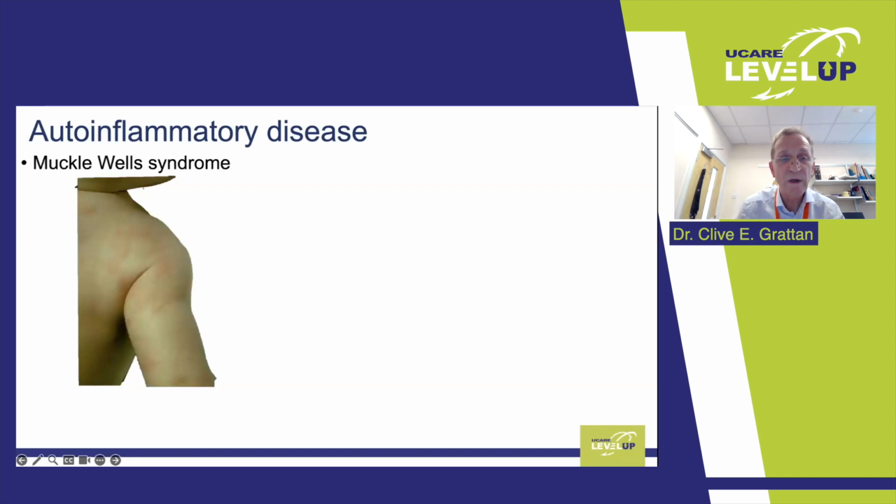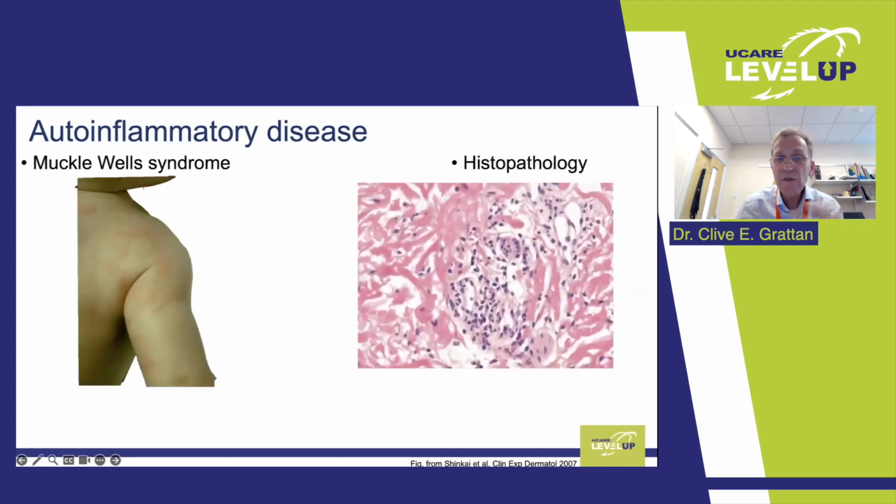Autoinflammatory disease. This will be covered in much more detail later, but just as an example of a hereditary autoinflammatory disease, Muckle-Wells syndrome, with red patches, which are probably not itchy, but the individual will be unwell. And histopathology is not specific, but will often show diffuse neutrophils, very little edema, and no vasculitis, but the neutrophils may cluster around the appendages.